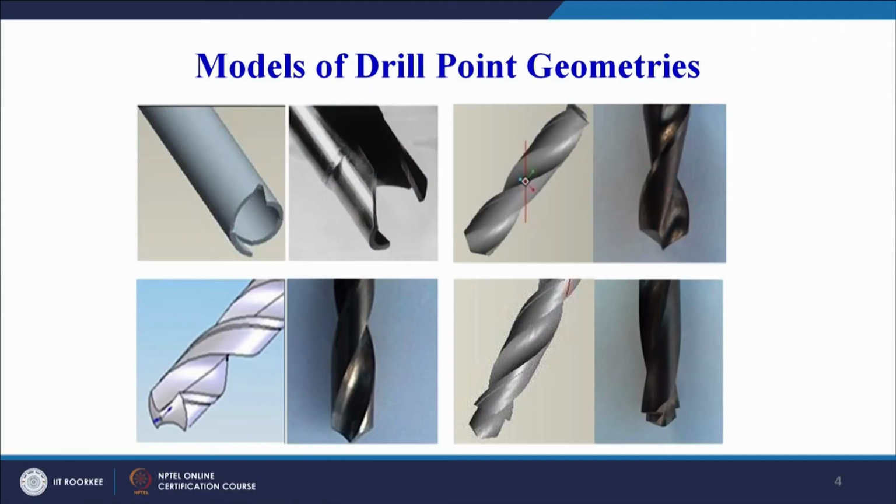On your screen you can see the different models of drill point geometries. You can see this is a trepanning tool. This is a hollow tool and it has two cutting edges. Then we can see a standard twist drill here. This is a parabolic point. You can see the cutting edges having a parabolic shape. This is a standard twist drill, the third one.